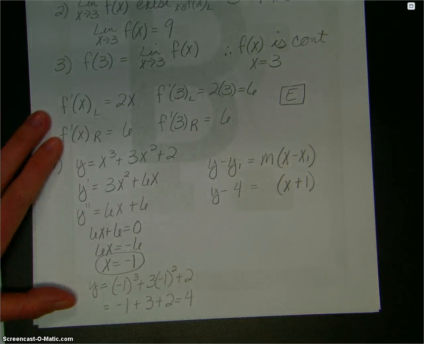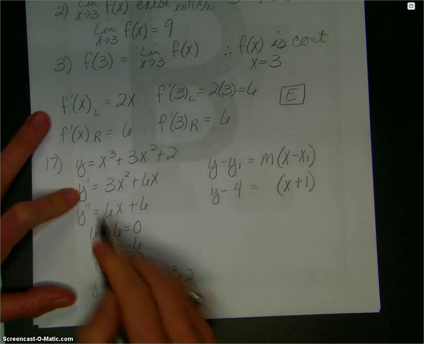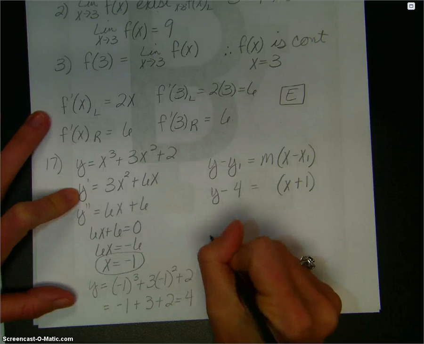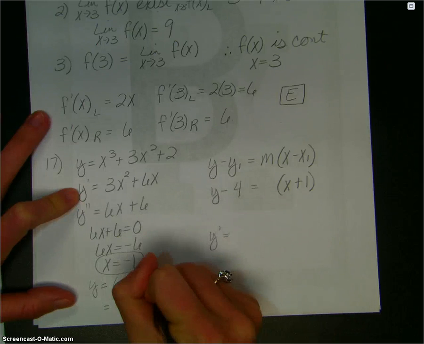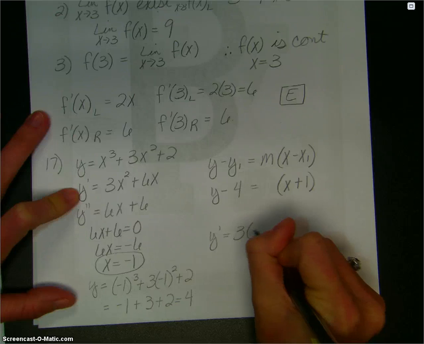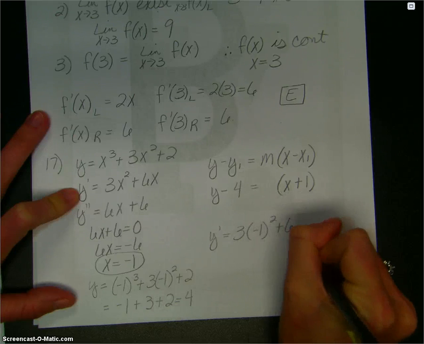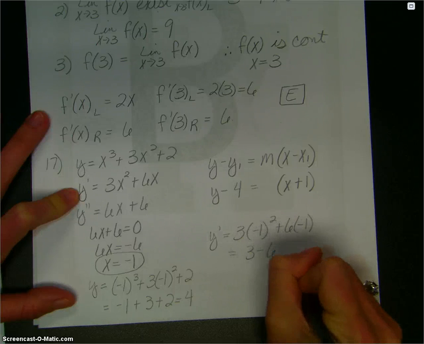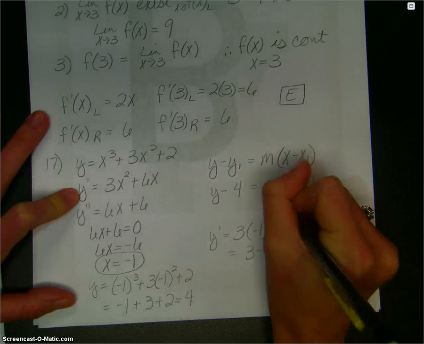And then I can find the slope by plugging into my first derivative. The first derivative is the same thing as the slope. So my first derivative at -1 is going to be 3 times -1 squared plus 6 times -1. So that gives me 3 minus 6, which gives me -3.